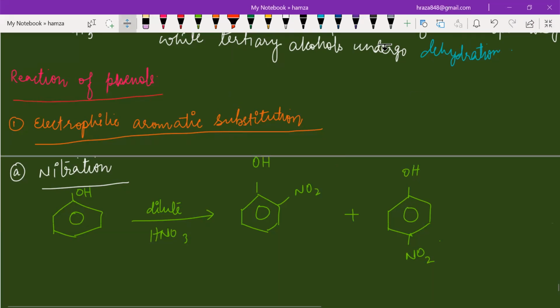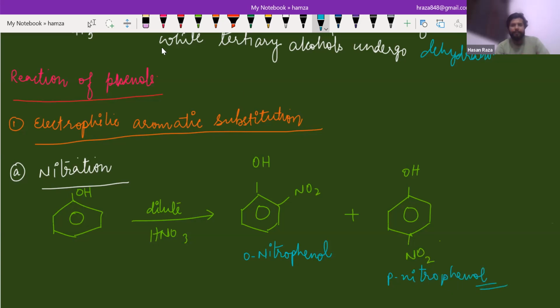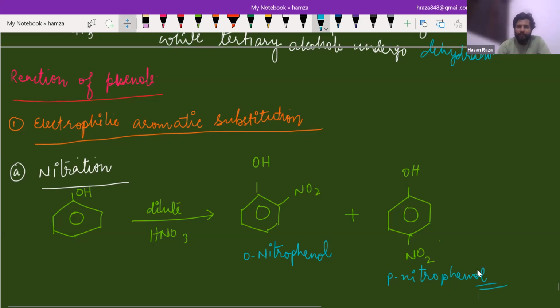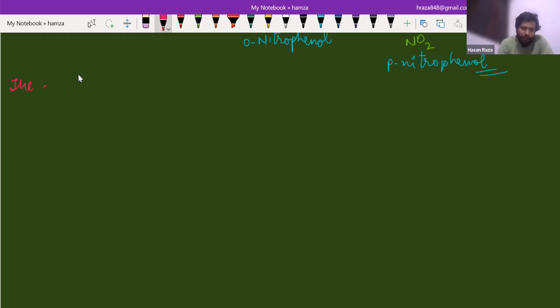Now see, have you written the name of this? This is basically O, that means ortho-nitrophenol, and this is P-nitrophenol. Now we are going to talk about steam volatility, which one is more volatile and which one is less volatile. The compound which is more stable is less volatile, and the compound which is less stable is more volatile. So I'm going to write a point and then explain it. You can write with me.